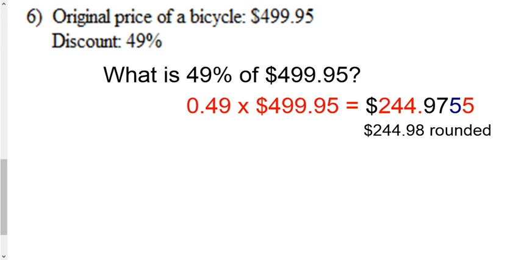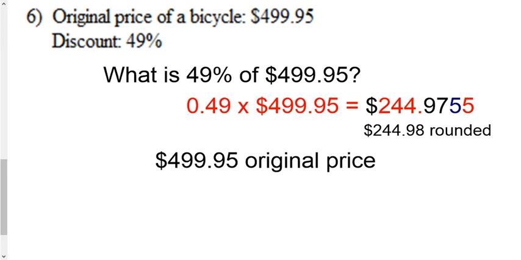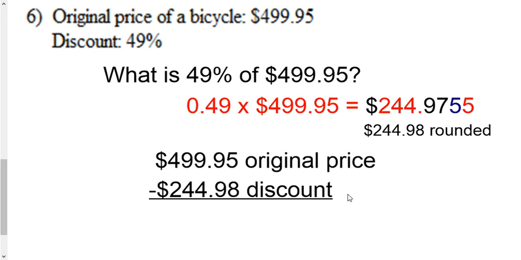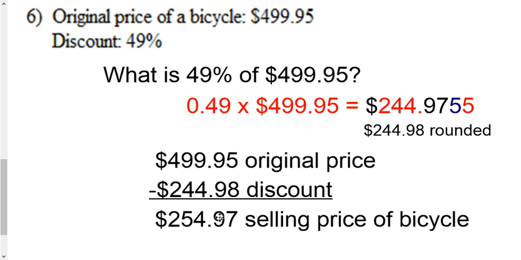Go ahead and take the original price and subtract your discount amount. Remember, this just represents the 49% discount that you're getting, and we figured out what 49% of the original price was by doing this multiplication problem. So we subtract it, and we're done. Final selling price is $254.97 for the bicycle.